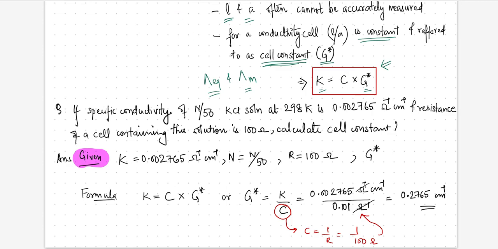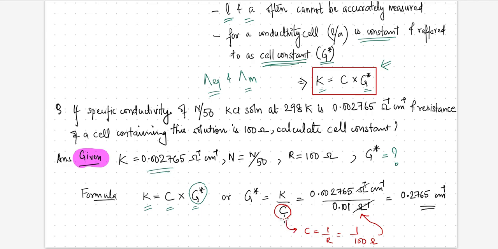What you have to calculate here is the cell constant, that is G star. We just learned an expression where conductivity is related to conductance and the cell constant. So you have K is equal to C times G star. We have to calculate G star, so it would be simply K upon C. Now K is given to us.